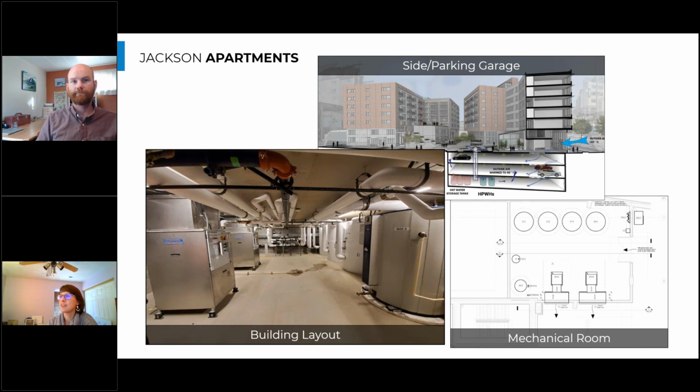All right, great, thank you. Here's another one. It says, why did the owner of the Jackson Apartments choose a high efficiency system? Don't the energy savings end up as savings on the tenants' energy bills?